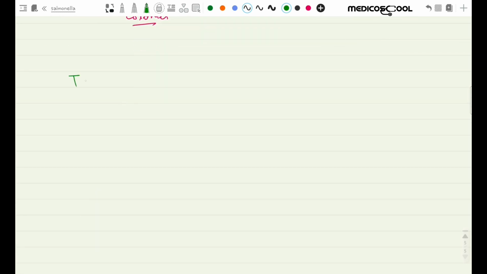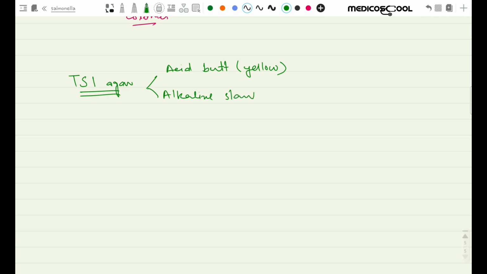We can also culture the Salmonella on the TSI agar, triple sugar iron. On triple sugar iron we will have an acid butt, i.e. there will be yellow, and the alkaline slant, i.e. it will be red. There will be acid butt and the alkaline slant.